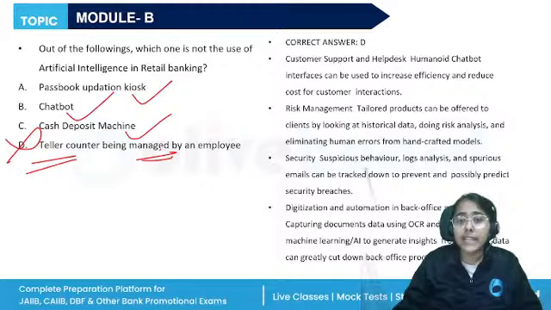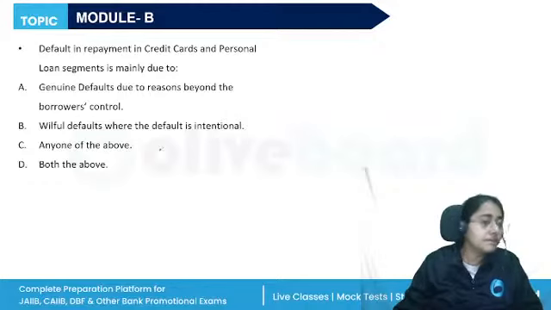So, in customer support and help desk, humanoid chatbot interfaces can be used; in risk management and security, we can track suspicious behavior, log analysis, and spurious emails. And for digitization and automation in the back office, AI can be used.